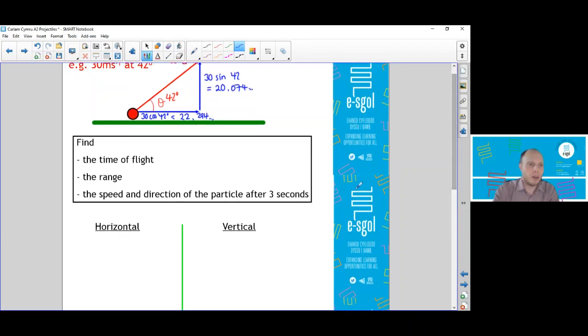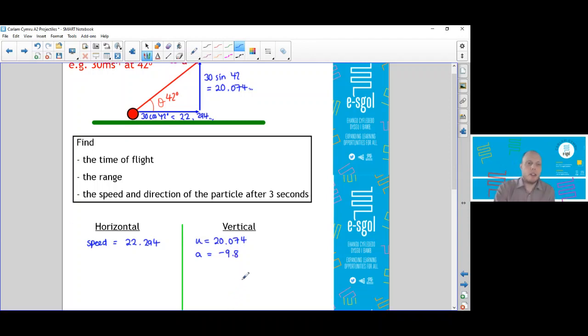So what do we know? The horizontal direction. Remember, this is speed, distance, time on this side. So we know the speed. The speed is 22.294. We don't know the distance, we don't know the time. So as far as the horizontal direction goes, we are stuck there. Vertically, we know quite a lot more. If we set u, which is our initial vertical speed, that's 20.074. We've got the acceleration is minus 9.8.